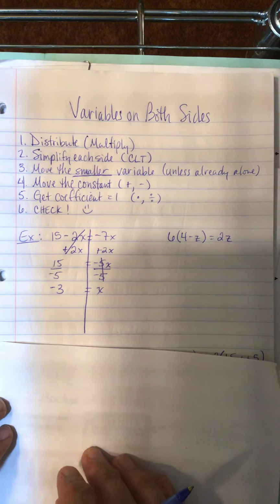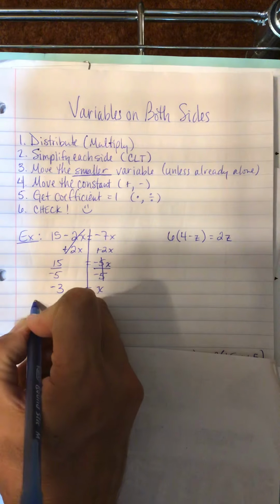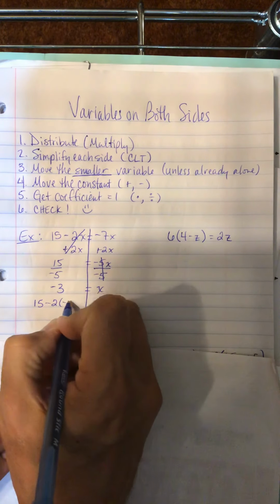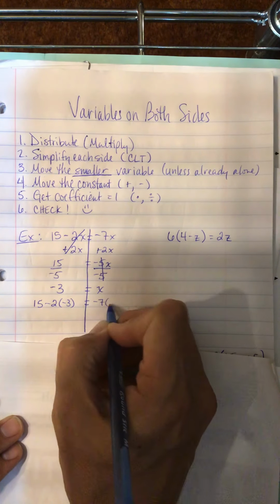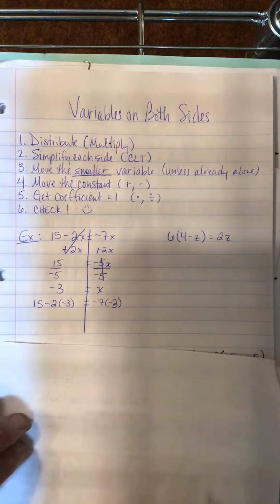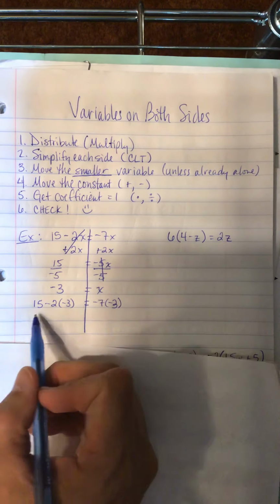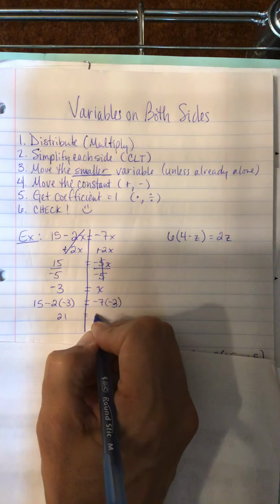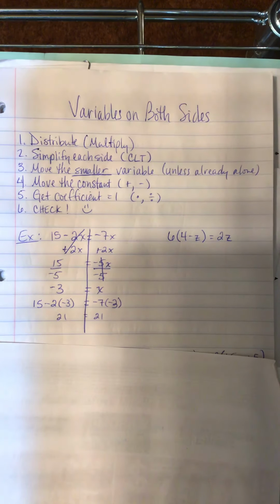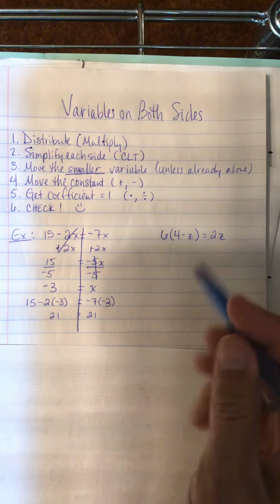And remember, the last thing, check. Take this answer, substitute it in. 15 minus 2 times negative 3, and that should equal negative 7 times negative 3. And if you work it out, you will find out that those two are equal to each other. If you type this into your calculator, you'll get positive 21. Over here, you'll also get positive 21. 21 equals 21, so we know we've got the right answer. All right, let's move over to the next example.